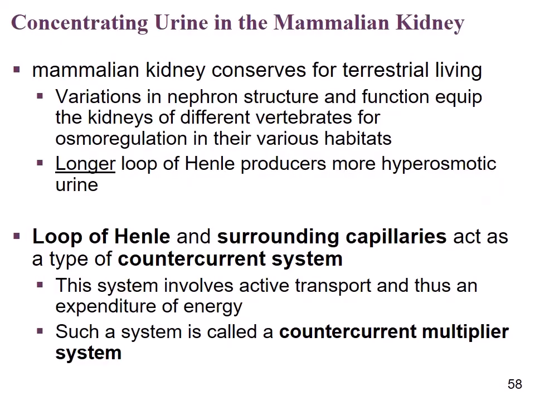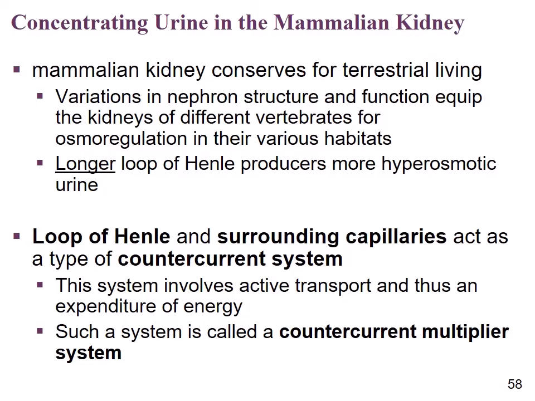So mammals need to be able to concentrate water because they're living in a terrestrial environment, and variations in nephron structure and function make some organisms better suited to living in drier environments. So the longer of a nephron loop you have, or the longer of a loop of Henle you have, you're going to be able to produce a more hyperosmotic urine, or a more concentrated urine.